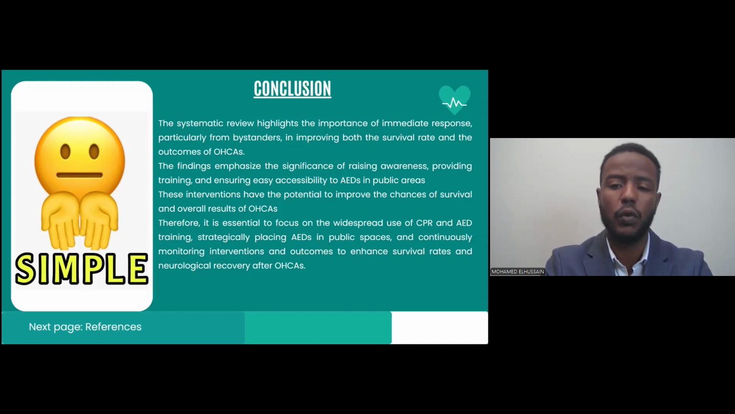Therefore, it's essential to focus on the widespread use of CPR and AED training, strategically placing AEDs in public areas, and consistently monitoring intervention and outcomes to enhance survival rates and neurologic recovery after out-of-hospital cardiac arrest.